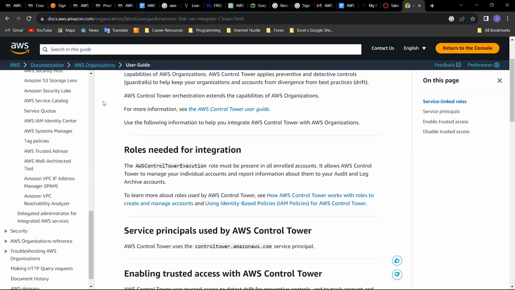So Control Tower is like a super organized event planner who manages and coordinates all the different aspects of a big event. They ensure that everything runs smoothly, from setting up the venue to handling the details. On the other hand, Organizations is like a company with different departments. Each department has its own responsibilities and rules, but they all work together under the umbrella of the organization. Similarly, AWS Organizations helps you organize and manage your AWS accounts in a hierarchical structure, with each account having its own policies and permissions. I think it makes sense.